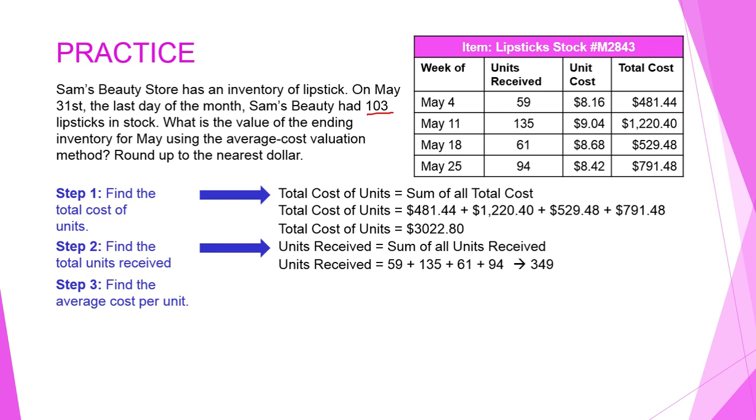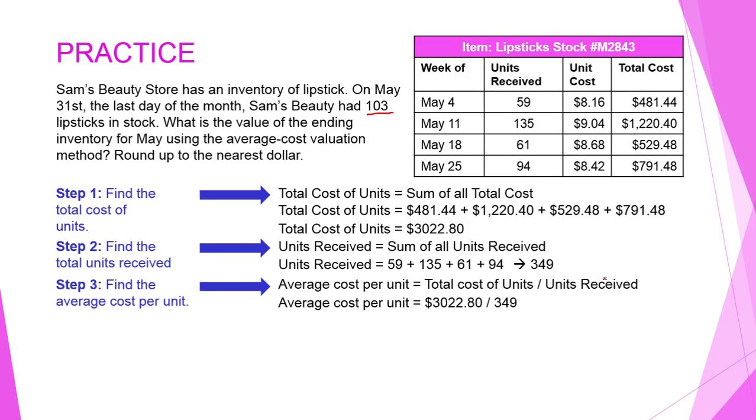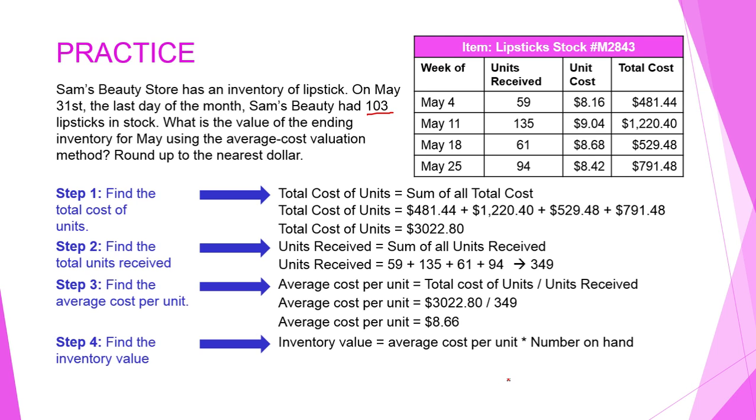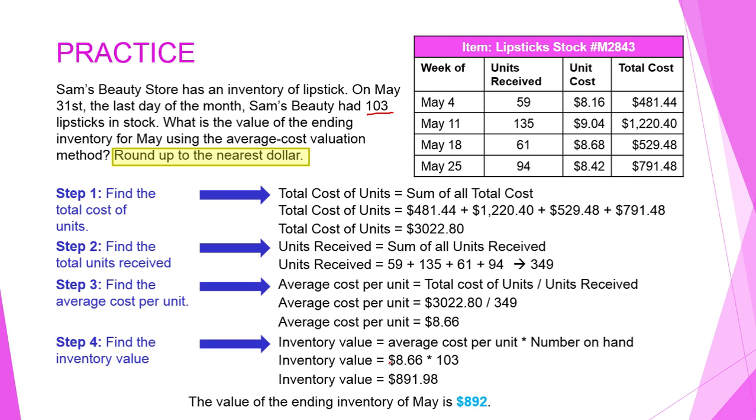Step 3 is find the average cost per unit. That's going to be $3,022.80 divided by 349. And as we got on the last slide, $8.66. This time, however, instead of multiplying by 50-something earlier, we are multiplying by 103. So our ending inventory is going to have a value of $891.98, but because we have to round up, it is going to be $892.